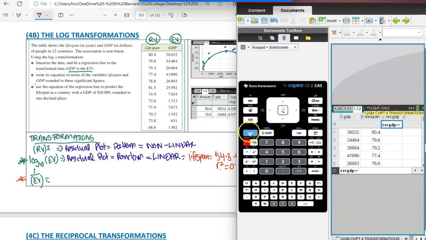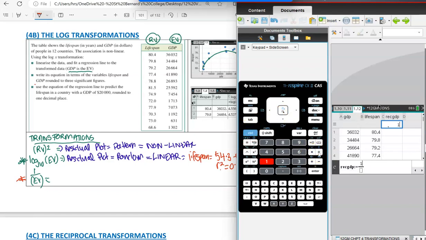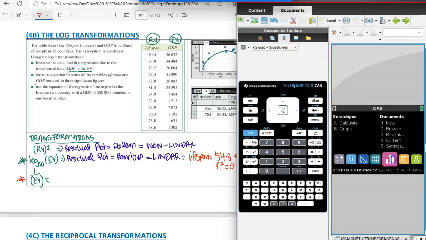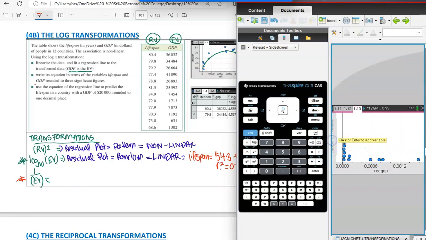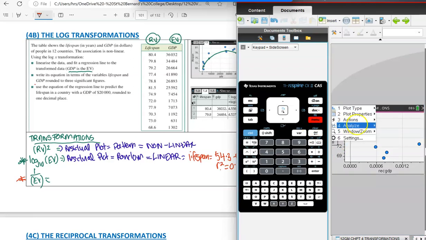Now, to do the reciprocal, you want the fraction template. So you go control divide, and you go 1 over whatever your variable was. So we called it GDP. And you press enter. There's all the reciprocals recorded. Now, if we go and do a scatter plot of that, so reciprocal GDP and normal lifespan. Okay, it still looks pretty curved to me. So let's just go and check it.